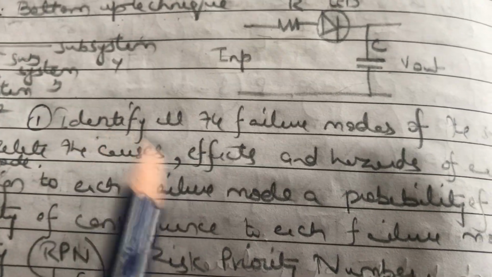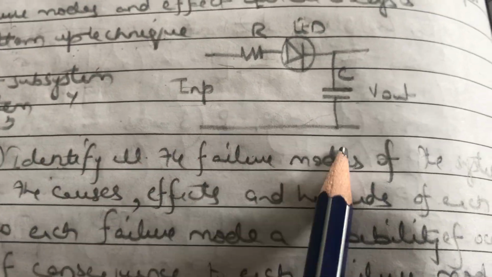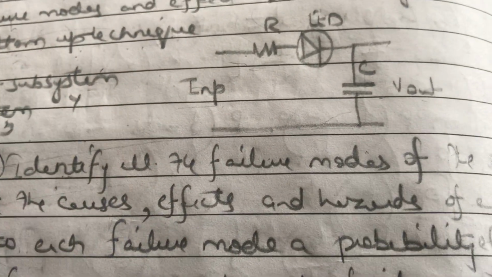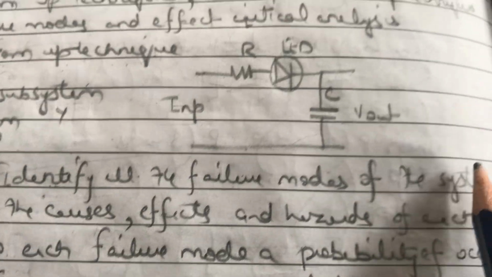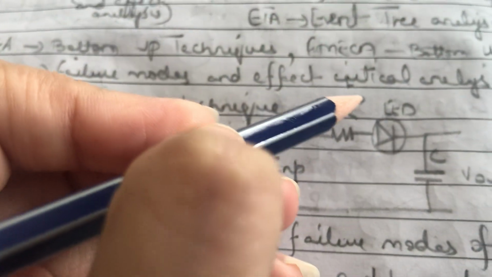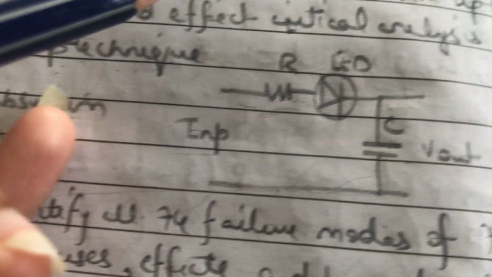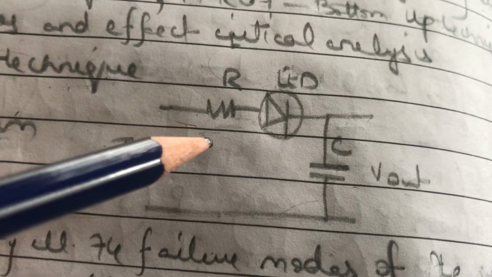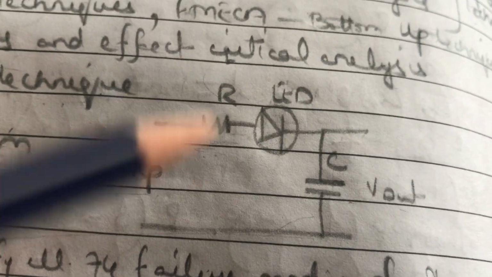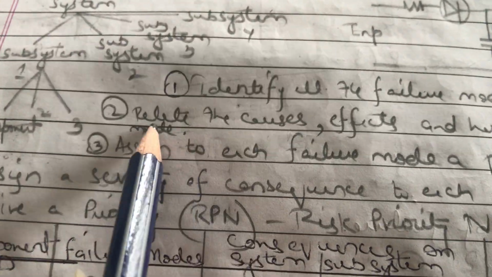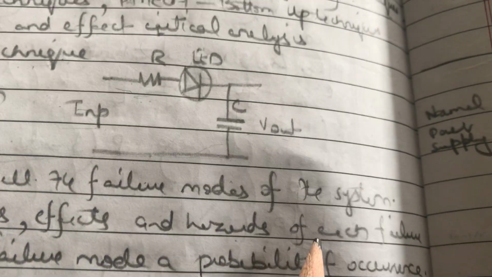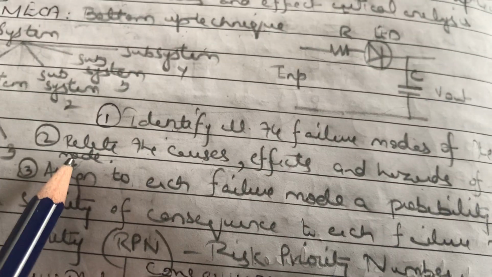The first condition is to identify all the failure modes of the system. Suppose we are talking about this R, our resistor. We have to identify all the failure modes of this resistor. The next point is to relate the causes, effects and hazards of each failure mode.